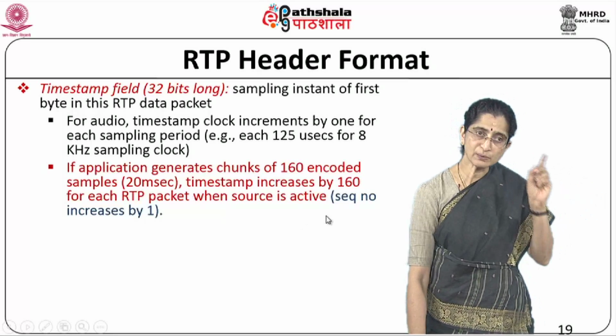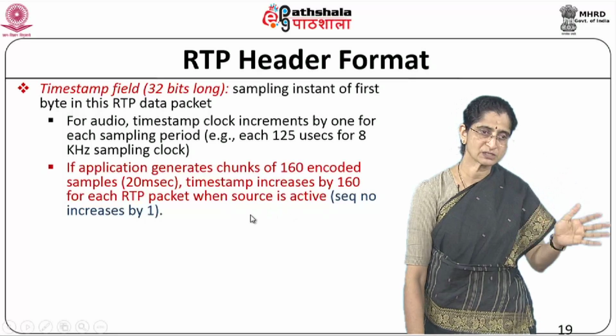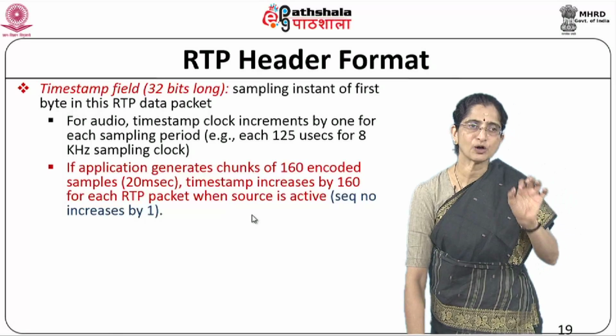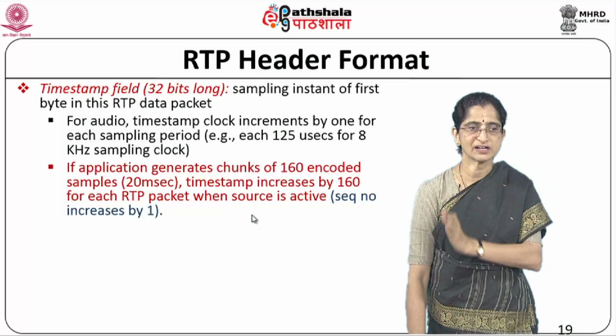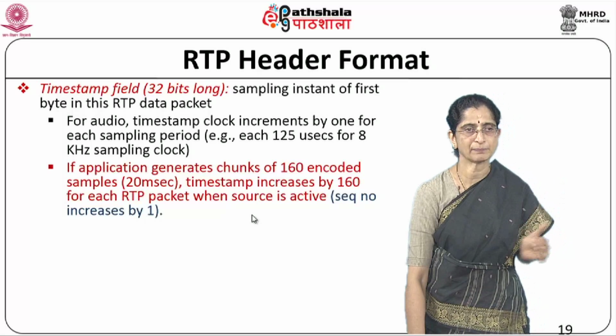The sequence number field, however, will be incremented only by 1. By looking at the sequence number field, which tells you this packet follows this packet, and by looking at the timestamp information, you will know exactly how many samples are being carried, and then you will be able to find out what is the timing relation between these two packets, and then you will be able to play it back at the appropriate rate.